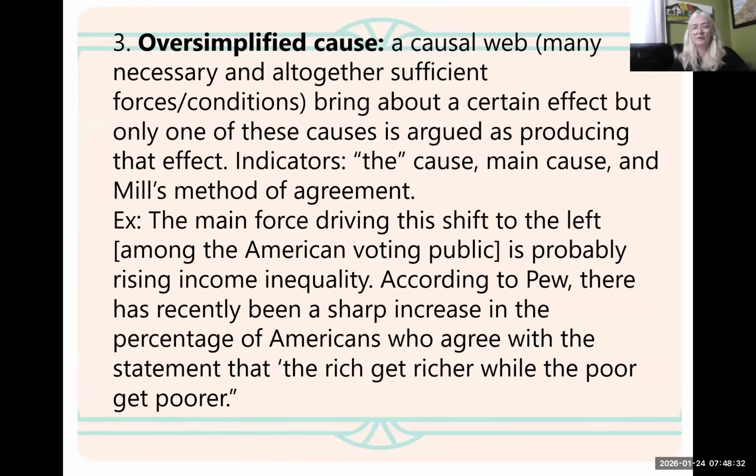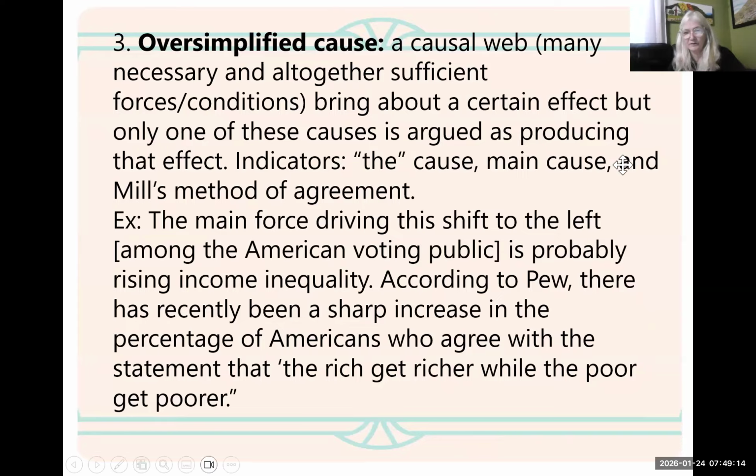Next is oversimplified cause. A causal web is, so often we like to think about things as causal chains, but chains aren't actually the way causality works in the natural world. Instead, it's a causal web with many necessary and jointly sufficient forces and conditions to get something to occur. So a causal web brings about a certain effect, but only one of these causes is argued as producing that. The indicator words include the cause, main cause, and whenever you see Mill's method of agreement.